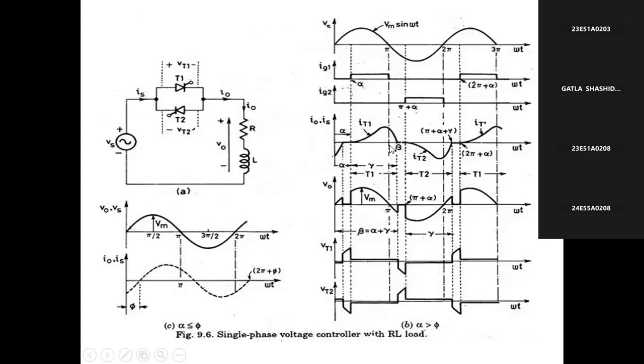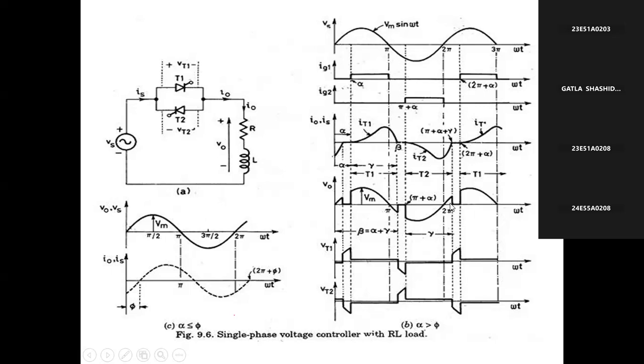So up to beta we will get the output voltage. From beta to pi plus alpha, we won't get any output voltage. Again at pi plus alpha, I will get the output voltage, up to 2 pi plus beta. This is beta, not up to 2 pi. We are not getting output voltage only up to 2 pi, but up to 2 pi plus beta. This is beta, when current comes to 0. Take one straight line here.